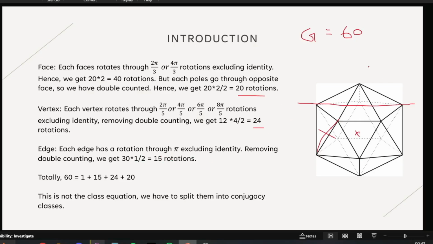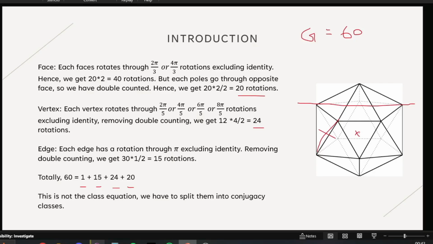If we add all of them, we have the identity position for the entire icosahedron, so that gives us 1. We have 15 rotations from the edges, 24 rotations from the vertices and 20 rotations from the faces. If we add all of them, we get 60 rotations. But this is not a class equation. By definition, the class equation is for conjugacy classes. So we have to split them into orbits on each conjugacy class.